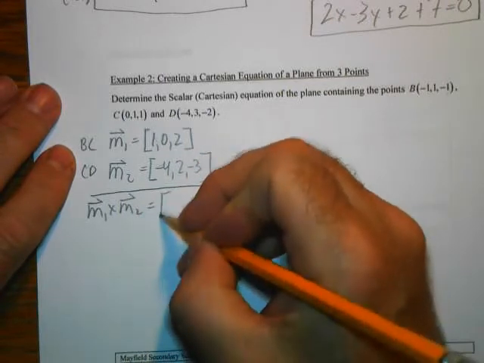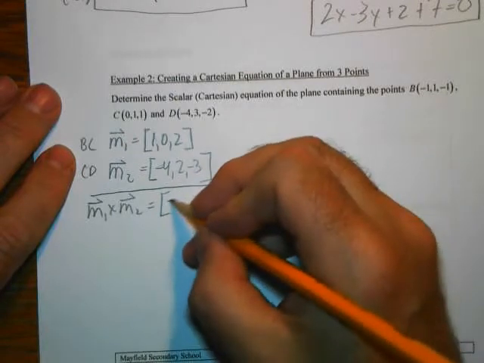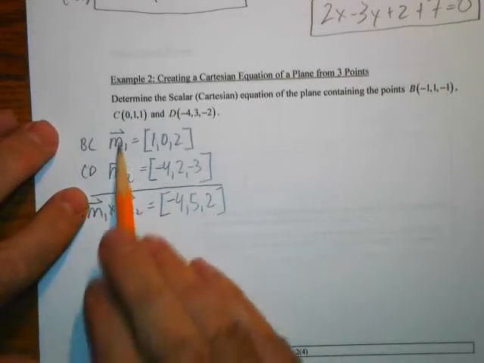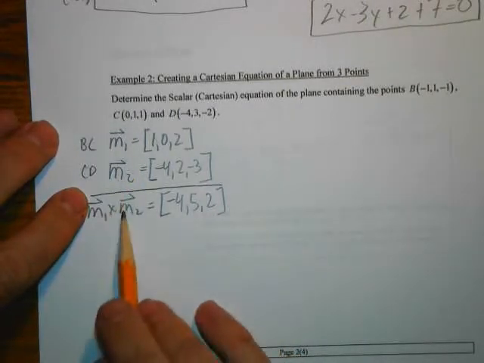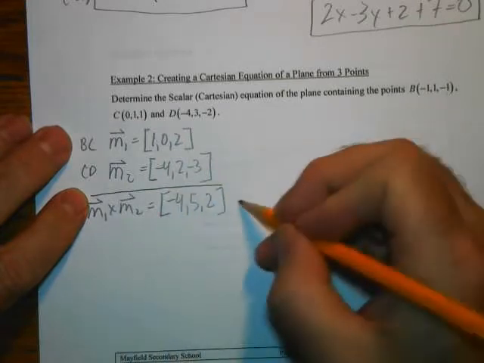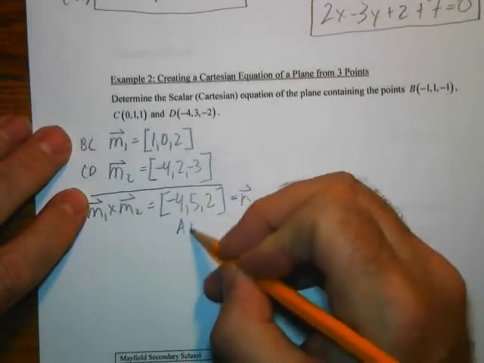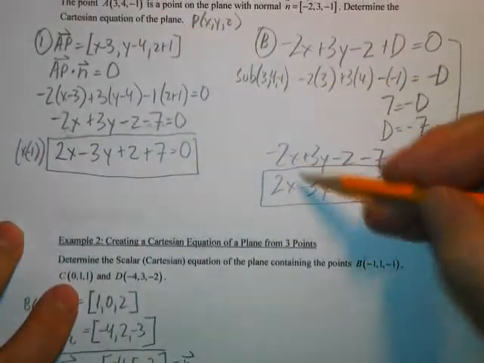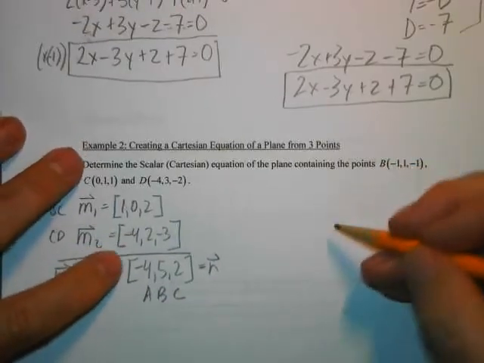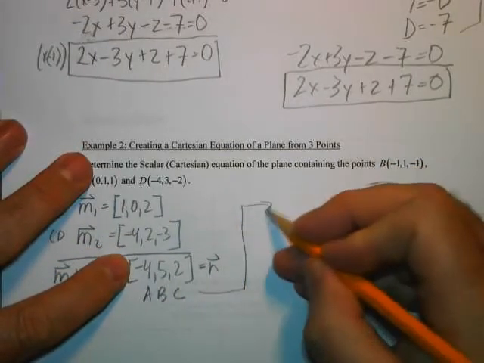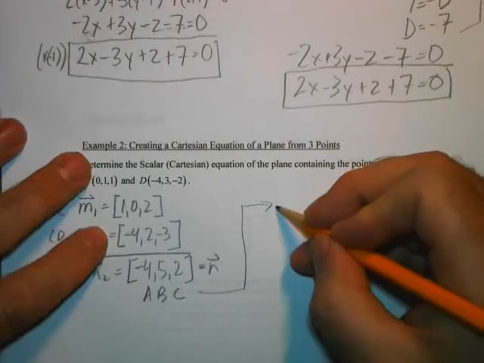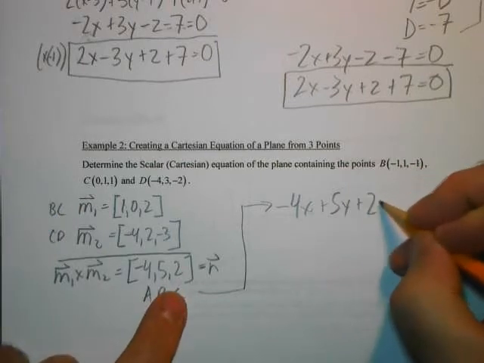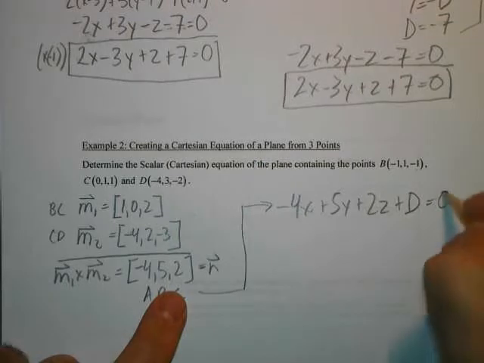If I do the cross product, I get -4, 5, 2. And remember, the cross product of these 2 vectors of the plane gives me a normal. So this is equal to n. So these are my a, b, c values. So now, just like I did in this method, I use these values to create part of my Cartesian equation. So -4x plus 5y plus 2z plus d is equal to 0.